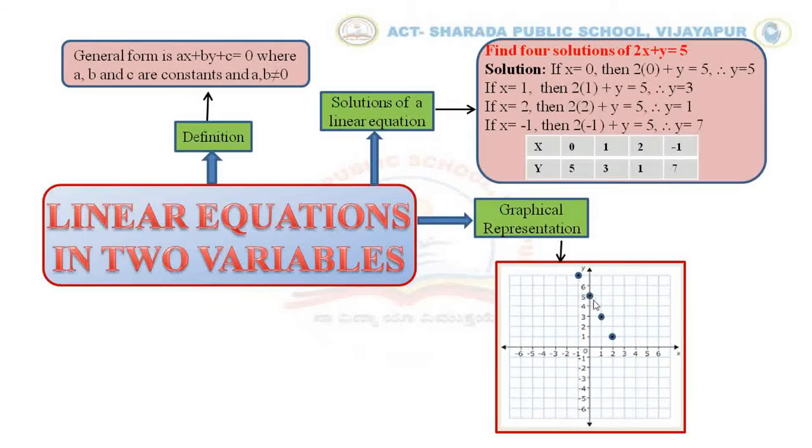And we join all these 4 points to get a straight line like this. And this line gives the graphical representation of the equation 2x plus y is equal to 5.